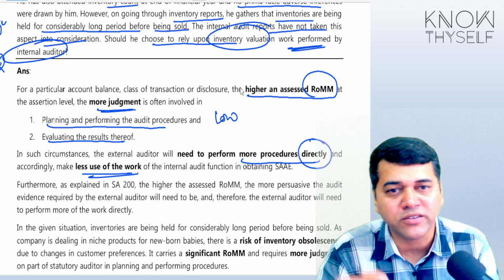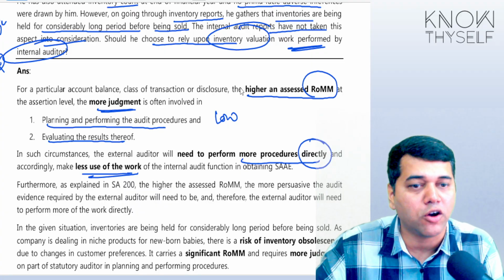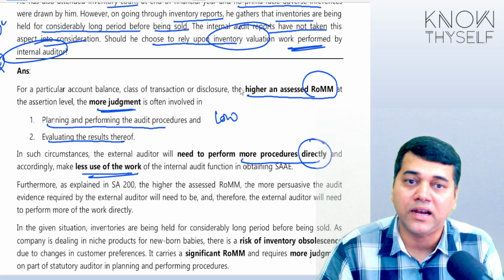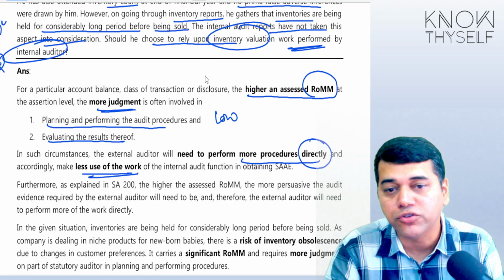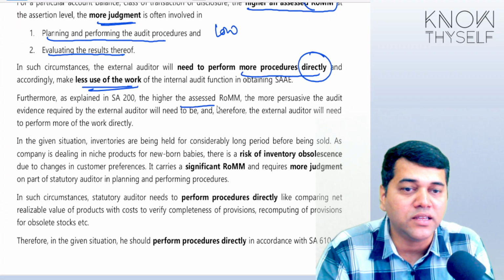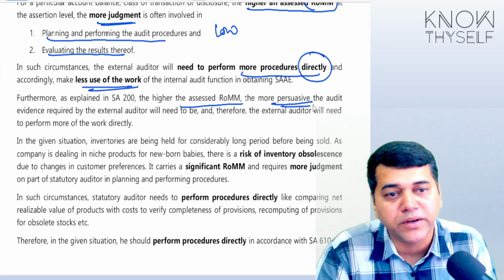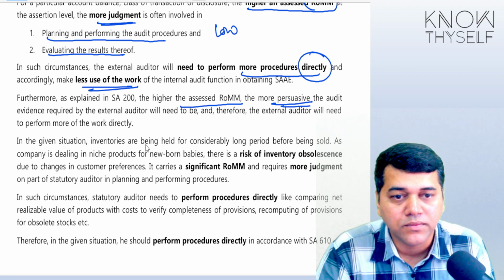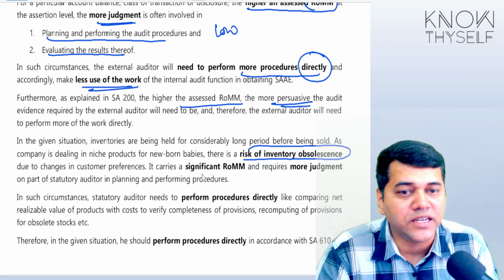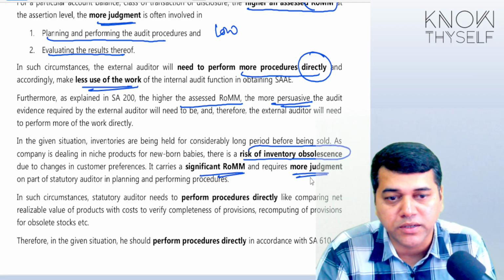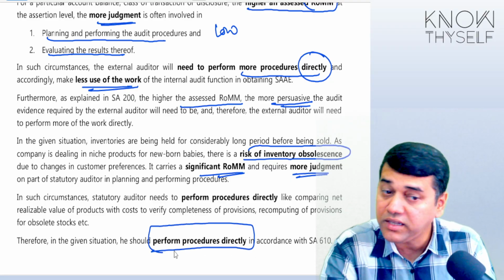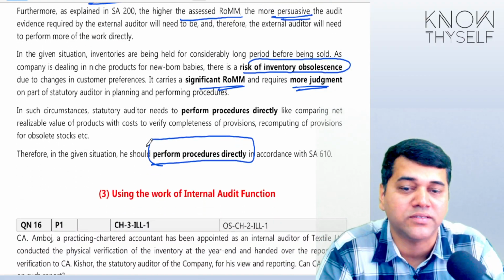But here, he saw a certain set of discrepancies also. He saw that the competency is missing and high risk is there, and inventory valuation includes impairment, so judgments will be involved. So further, SA 200 says the higher the assessed ROMM, the more persuasive evidence the auditor needs to gather. So there is a risk of inventory obsolescence. It's a significant ROMM because more judgment is going to come. So the auditor has to perform directly himself. Very nice question, students, as per SA 610.